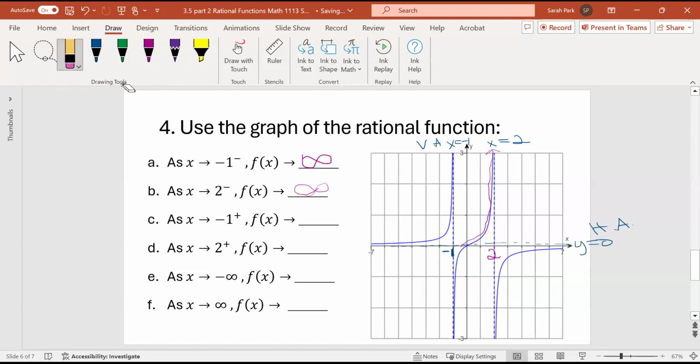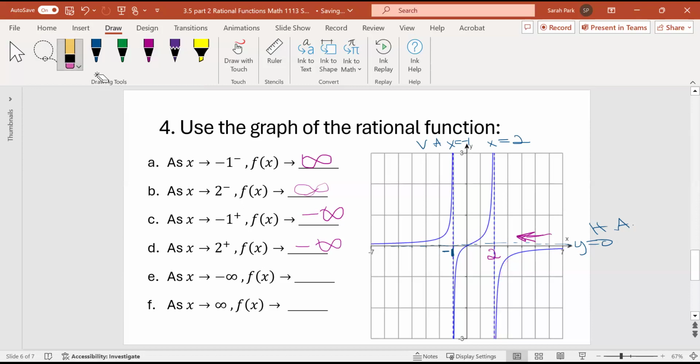Now, what happens if you're approaching -1 from the positive side or the right-hand side? So I'm coming from this way. As you approach -1 from the positive side, the y value is approaching negative infinity. Okay, what happens as x approaches 2 from the positive side or the right-hand side? Coming from this way again, from the positive x values. So I'm approaching 2, and the function is approaching negative infinity. And when I say the function, I mean the y value.